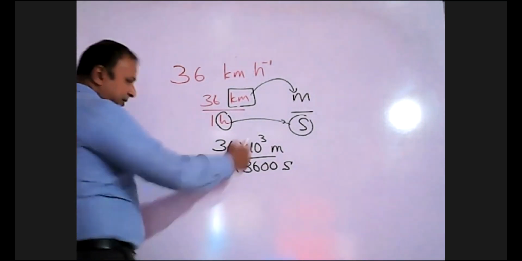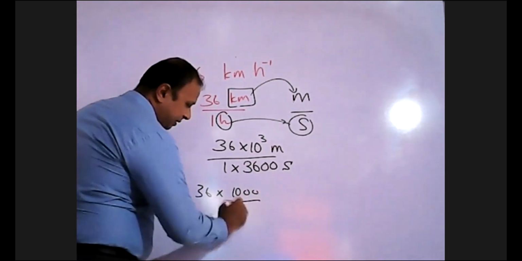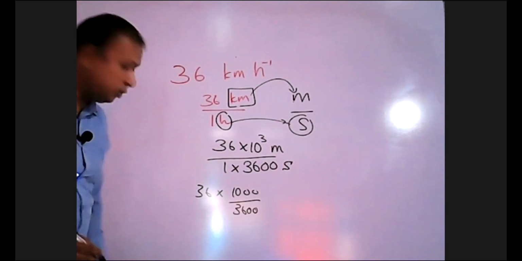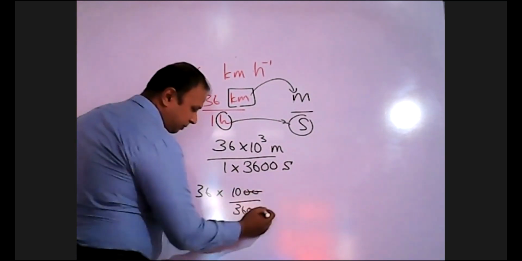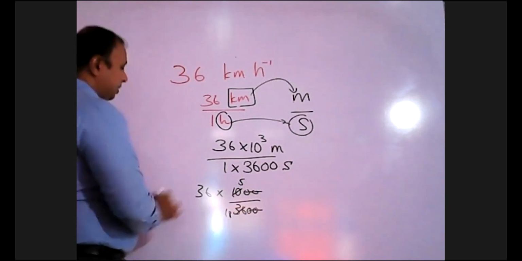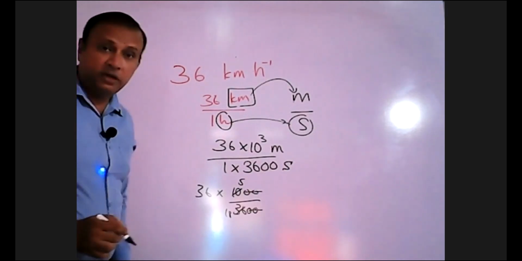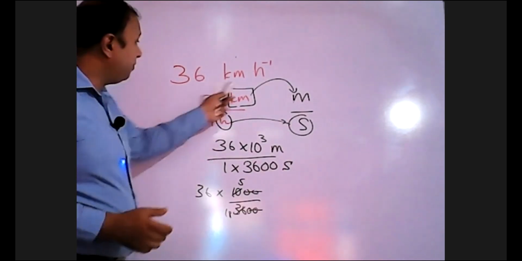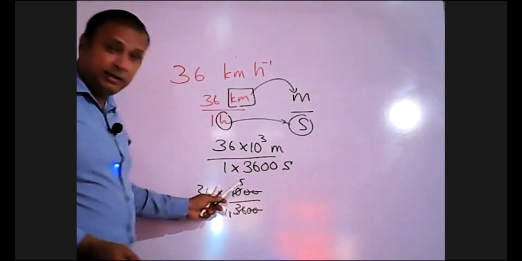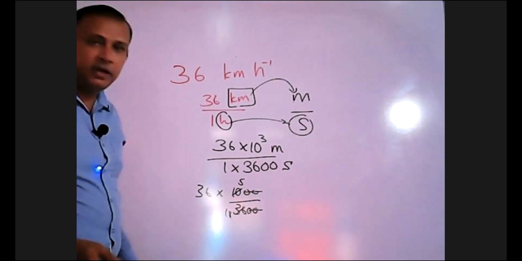That means 1000 over 3600. So the zeros cancel out, giving 5 over 18. This is the ratio. If you want to convert kilometer per hour into meter per second, you have to multiply it by 5 over 18.